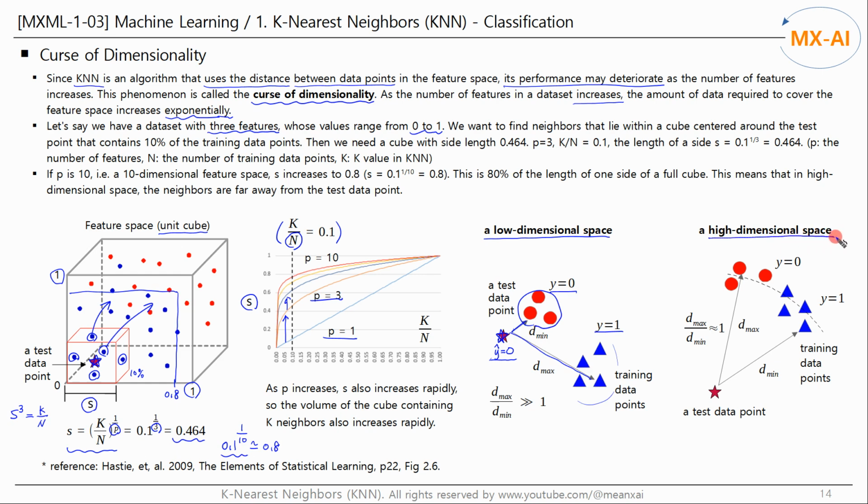But in higher dimensional spaces, things are different. As you can see in the left figure, even the 10% neighbors are far from the test data point towards the corners of the cube. Therefore, the distance between this test data point and the closest training data point will be similar to the distance between this test data point and the farthest training data point. That is, as the dimension of the feature space increases, the ratio of the maximum distance to the minimum distance approaches 1.